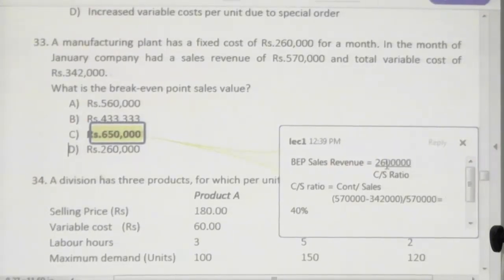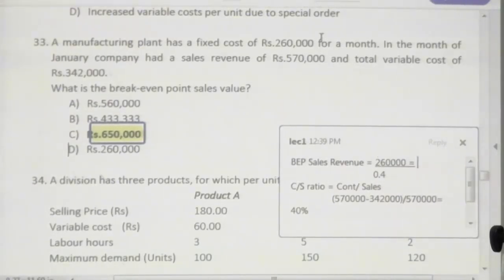260,000, right? Divided by the contribution to sales ratio, that is 0.4 or 40%. The answer will be 650,000. This is the answer, 650,000. This is one method of getting break-even sales revenue.